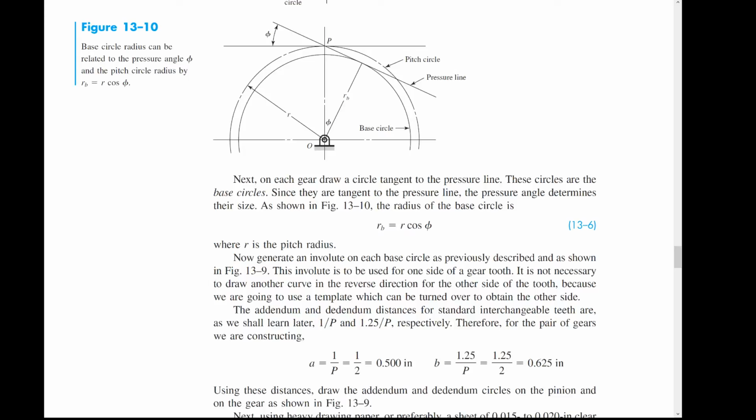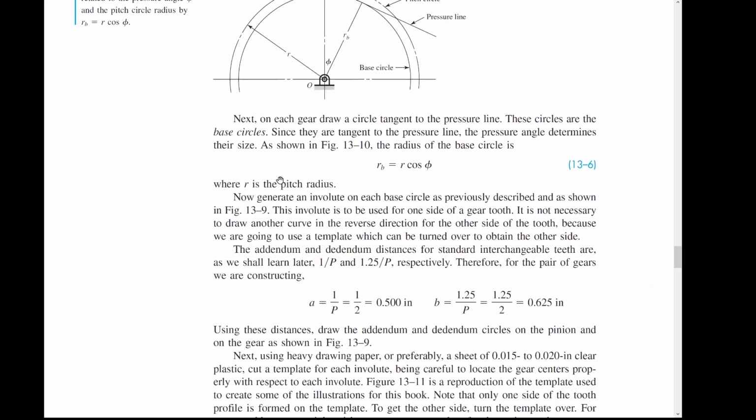Now, generate an involute on each base circle as previously described and as shown in figure 13-9. This involute is to be used for one side of a gear tooth. It is not necessary to draw another curve in the reverse direction for the other side of the tooth. Why? Because we are going to use a template. Duh. Why didn't we just use a gear template to begin with? Sorry. We're going to use a template which can be turned over to obtain the other side.